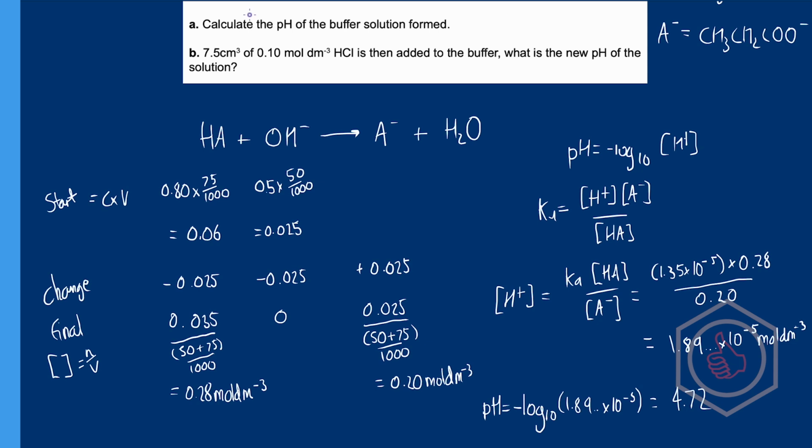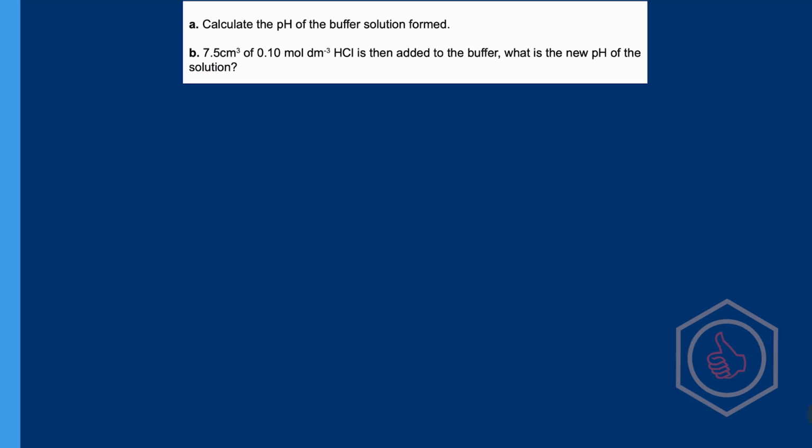Now part B of this question is: if 7.5 centimeter cubed of HCl is then added to the buffer, what is the new pH of the solution? To tackle this part of the question, we need to ask ourselves what actually happens when we add H+ ions to our equilibrium mixture of HA going to H+ and A-.